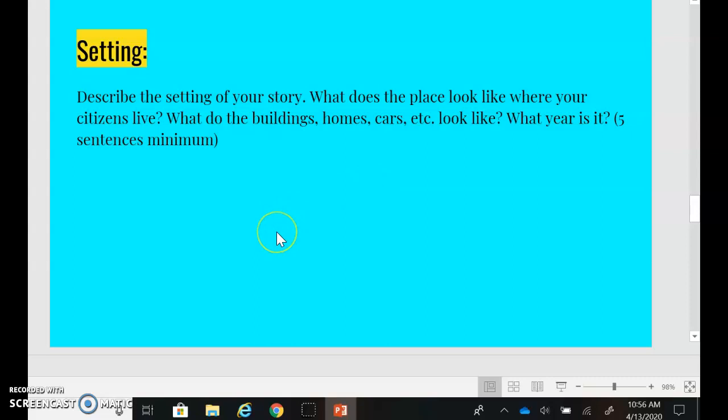All right, setting. So describe the setting of your story. What does the place look like where your citizens live? What do the buildings, homes, cars, etc. look like? Do they have cars? Have they gotten rid of public transportation like cars and buses and metro links?